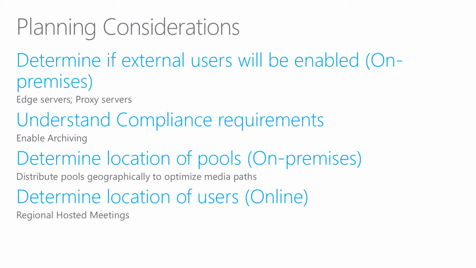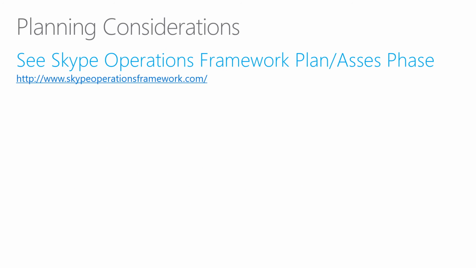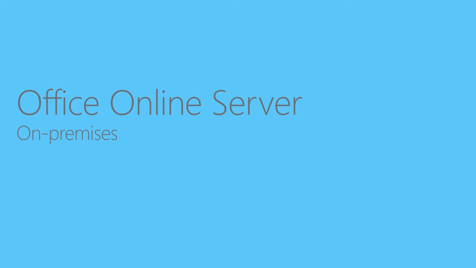If you have an on-premises deployment, you must determine the location of your users. We recommend that you distribute pools geographically to optimize media paths. Finally, if you have a Skype for Business Online deployment, you can take advantage of regional hosted meetings. We're going to discuss this new capability later on in the presentation. As you begin the planning process, don't forget to refer to www.skypeoperationsframework.com. There are a tremendous number of planning assets that will be invaluable to you as you go through this process.